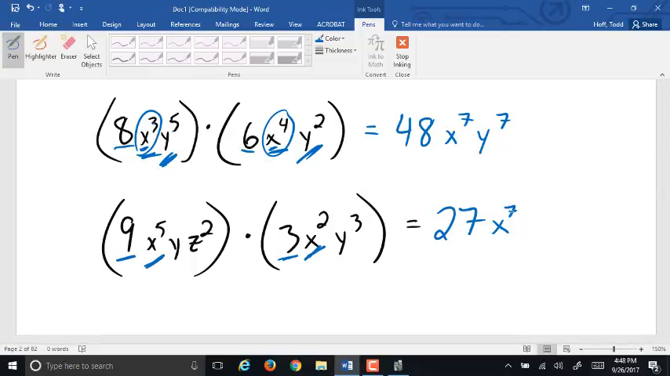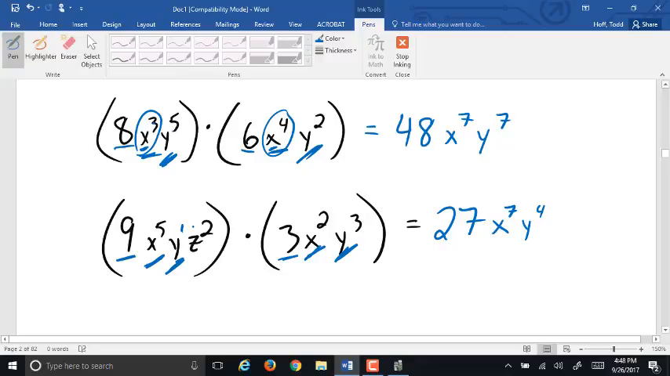Alphabetically, which one comes next? Y. So we have y times y to the third makes y to the 4th. We think of that as 1. 1 plus 3 is 4. Alphabetically next is z, but we only have the z squared. Nothing to combine it with, so it's going to stay z squared.